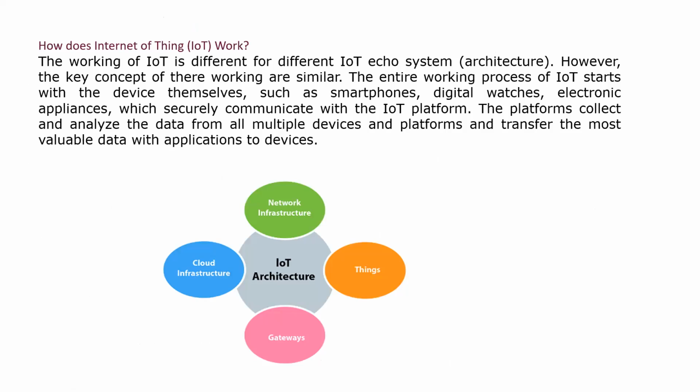As you can see here, the IoT architecture connects different components which are present here that you can observe. Things are there, network infrastructure is used, cloud infrastructure is used, and gateways are used to connect these things together.